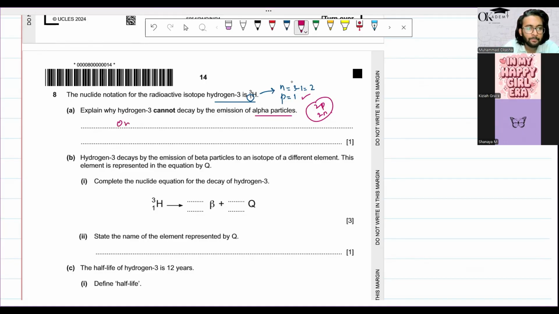So we only have one proton. An alpha particle needs two protons and two neutrons. Okay?